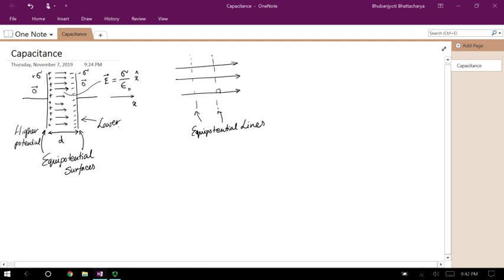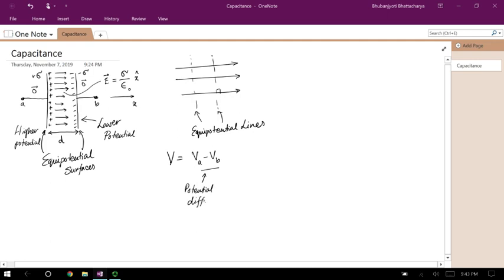So can we find the potential difference? And in fact, that's not very difficult. The potential difference V, let's say V is the potential difference between those two points, let's call them A and B. So V is equal to really VA minus VB, right? That is that potential difference.